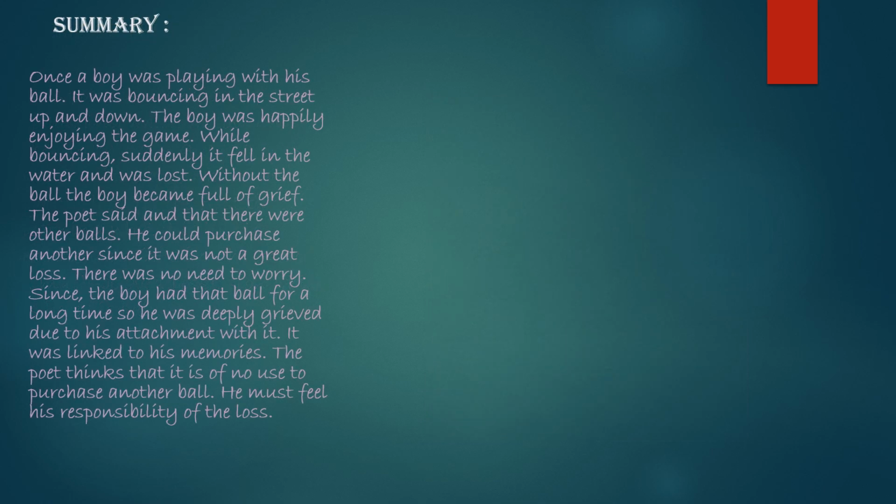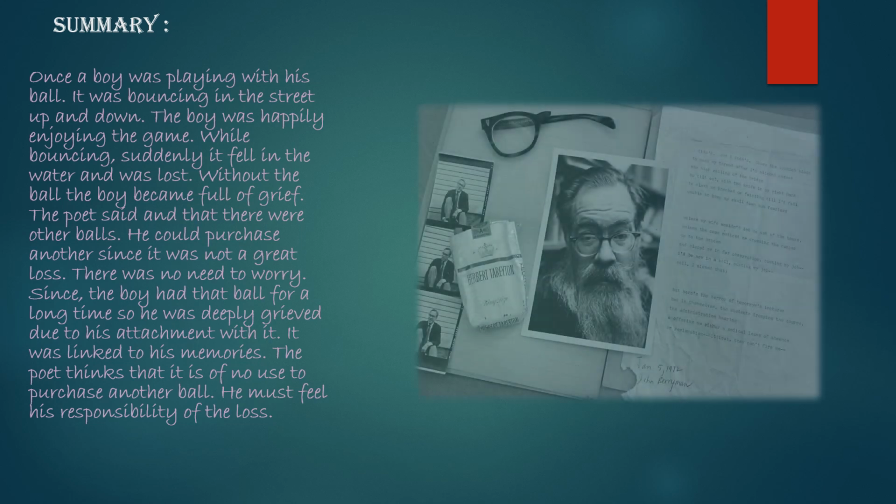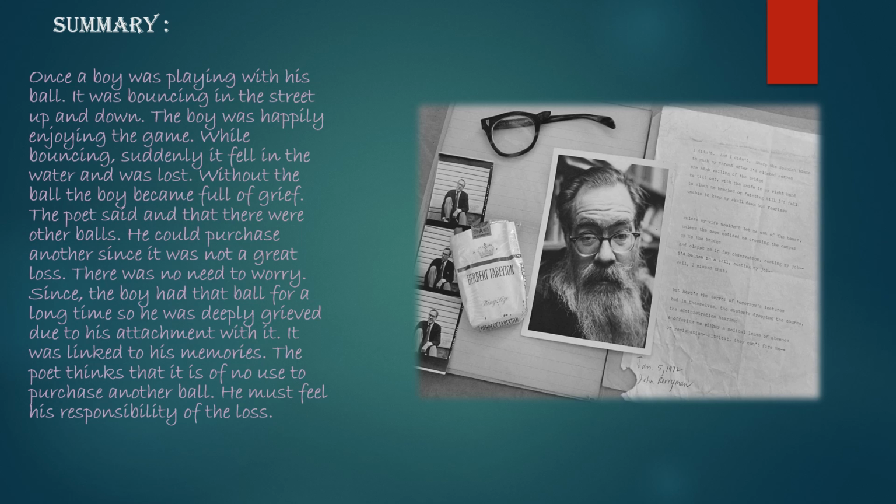Summary of the poem. Once a boy was playing with his ball. It was bouncing in the street up and down. The boy was happily enjoying the game. While bouncing, suddenly it fell in the water and was lost. Without the ball, the boy became full of grief. The poet said that there were other balls. He could purchase another since it was not a great loss.